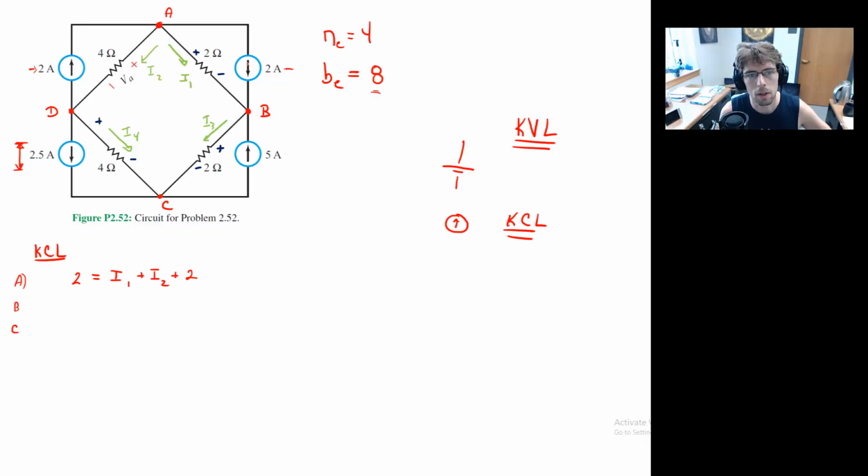How about for B? Well, I have 2 amps going in plus I1. So I have 2 plus I1 going in. And let's see. Oh, excuse me. I have a 5 as well. 5 plus 5. And I have I3 going out. How about C? Well, at C, I have 2.5 going in plus I4 and I3 as I have it drawn. So I have I3 plus I4. And going out, I have my full 5 amps.